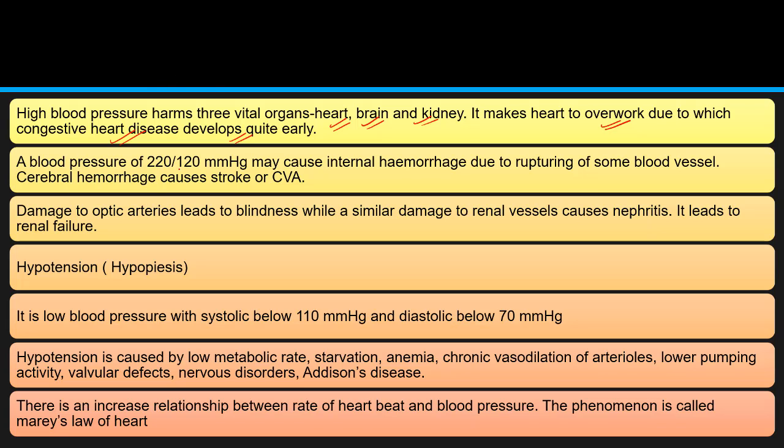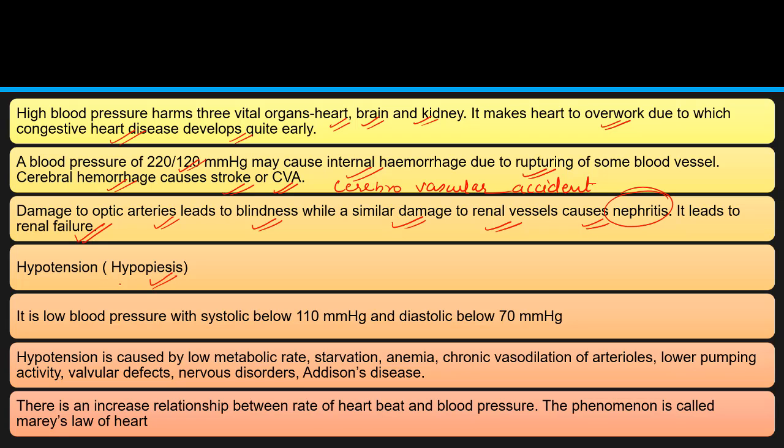Blood pressure of 220 by 180 millimeters of mercury may cause internal hemorrhage due to rupturing of some blood vessel. Cerebral hemorrhage causes stroke or CVA, cerebrovascular accident. Damage to optic arteries leads to blindness, while similar damage to renal vessels is called nephritis. It leads to renal failure.